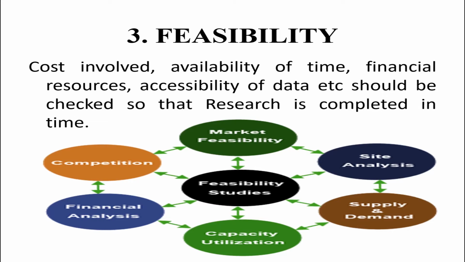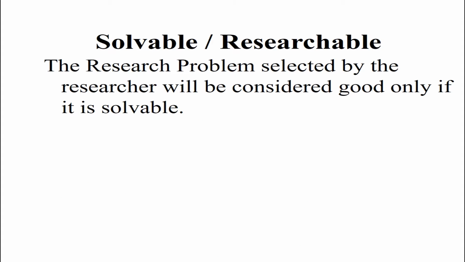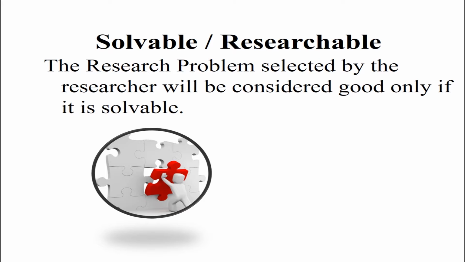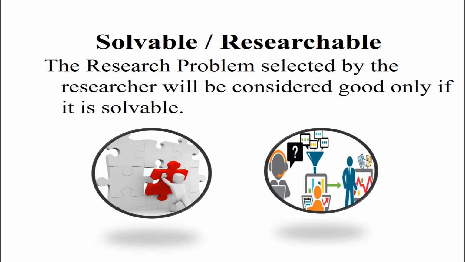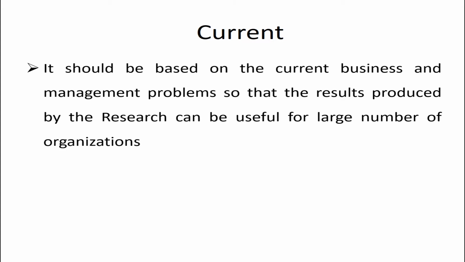The next criterion is that the research problem should be solvable or researchable. The research problem selected by the researcher will be considered good only if it is solvable. The researcher should try to minimize the chances of insolvability of the problem. The next criteria is that the research problem should be current in nature, and it must be based on current business and management problems so that the results produced by the research can be useful for a large number of organizations.